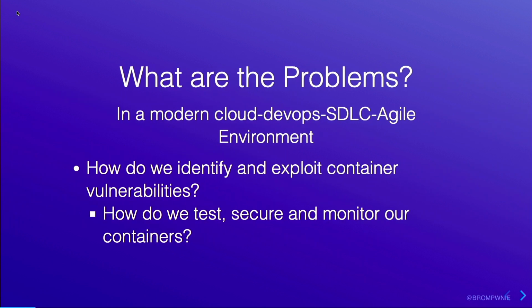So what are the problems? You'll see those 2 points at the bottom are two questions that I ask myself quite a lot in our relatively modern cloud DevOps SDLC agile environment. When I put my pen tester hat on, I'm often asking myself, how do I identify and exploit vulnerabilities? The points under that are the same but different question. If I put on my engineering hat, I ask myself, how do we test, secure, and monitor our containers? So there's a lot of similarity between those questions, but the actual manifestation of how you go about answering those questions can differ quite significantly.